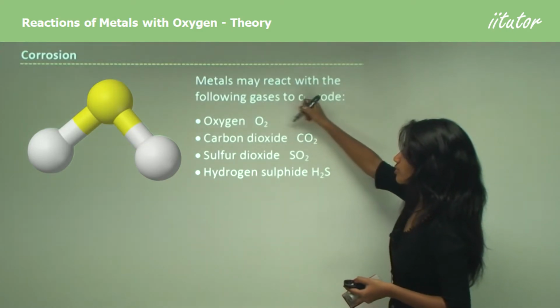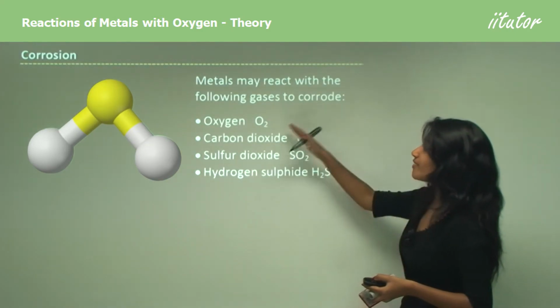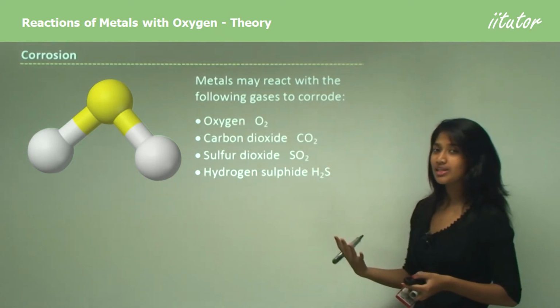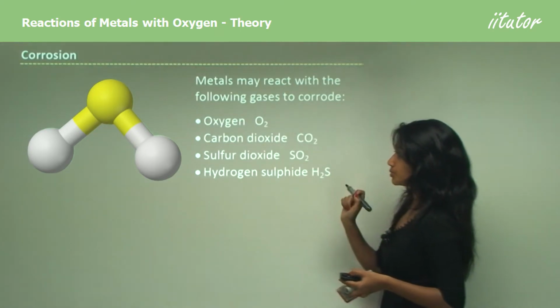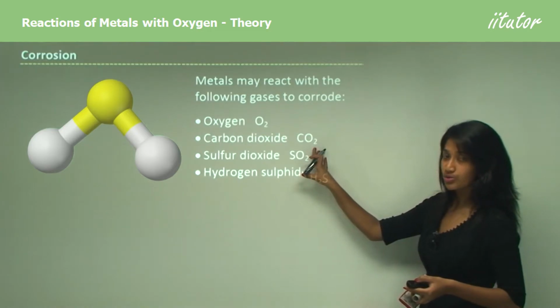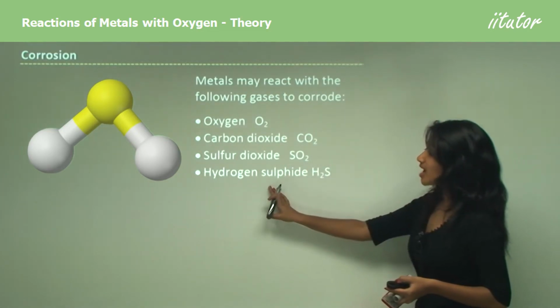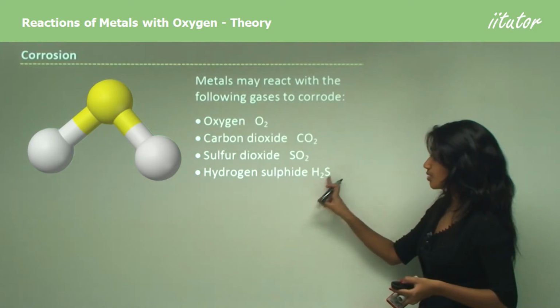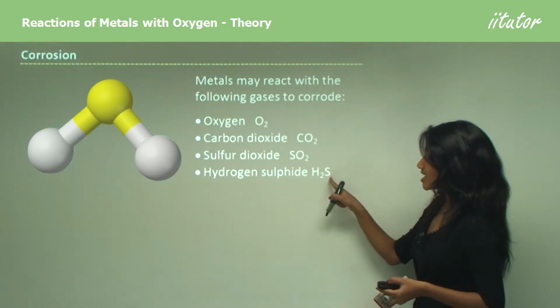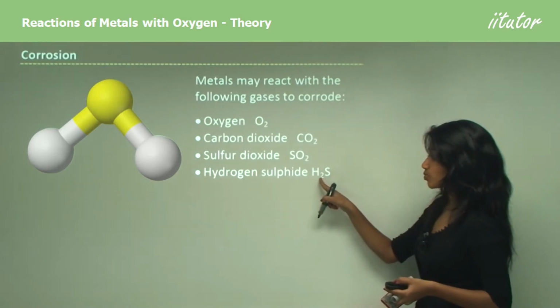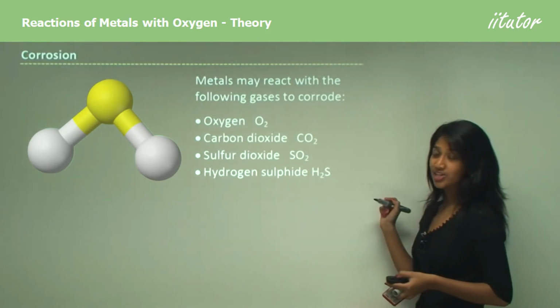Here are all the chemical formulas for each of them. I have written them down so you become familiar with them. Oxygen is O2, carbon dioxide is CO2, sulfur dioxide is SO2, and hydrogen sulfide is H2S. And you can see that S has a valency of 2, and that's why there's a 2 next to H.